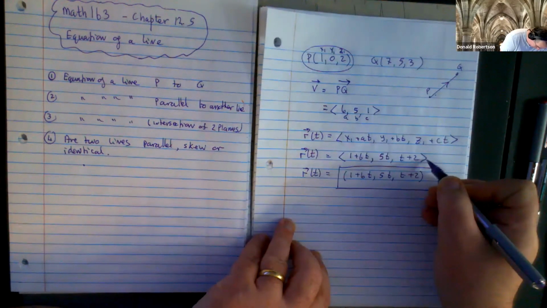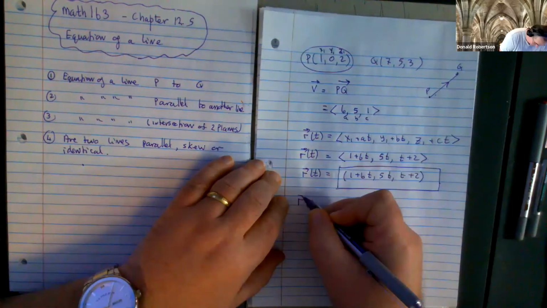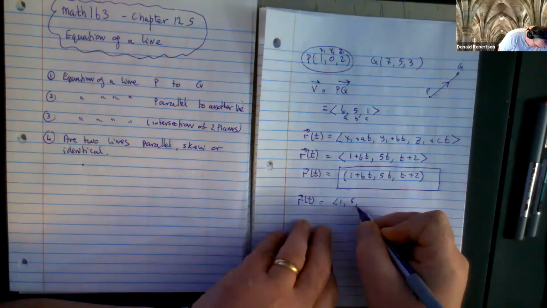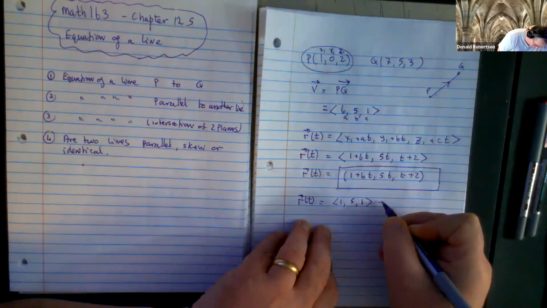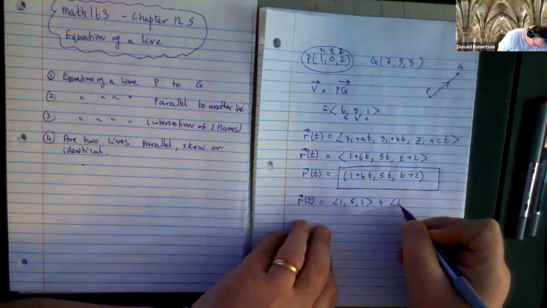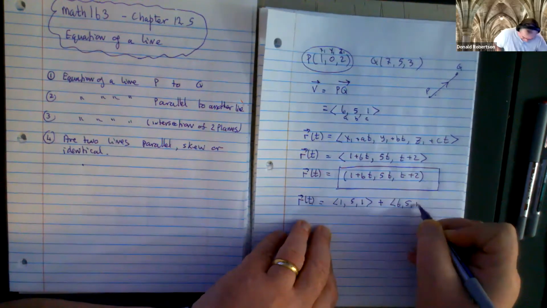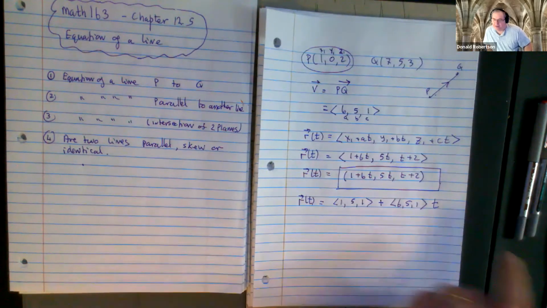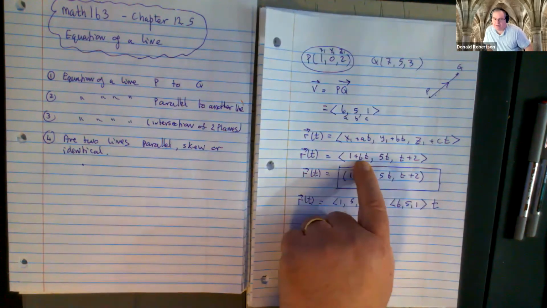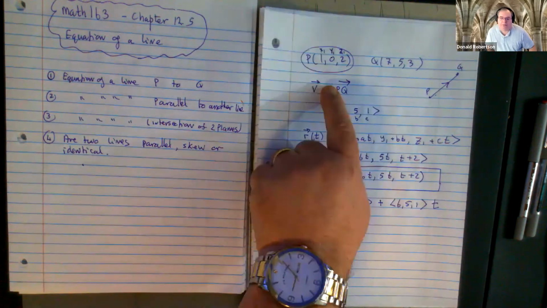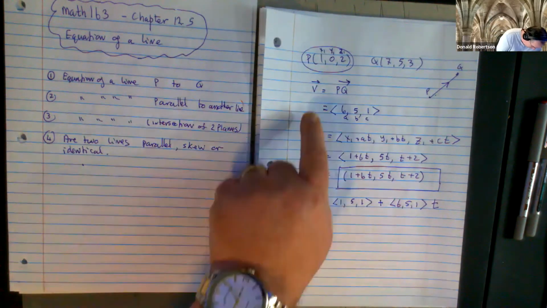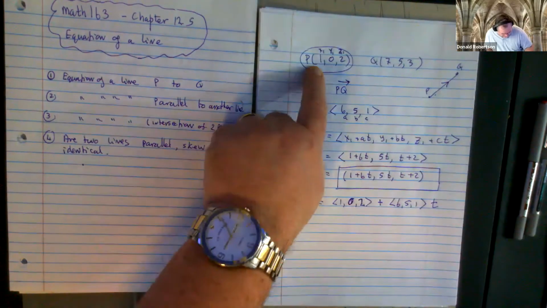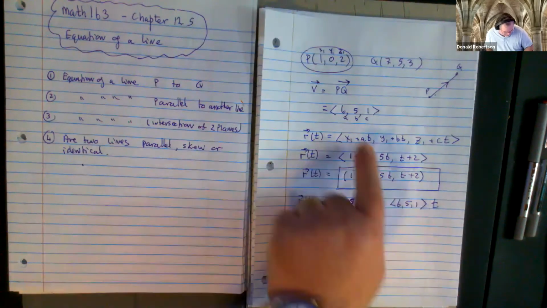Now, if I wanted to, I could write it down in vector notation, which would be that point plus this direction vector times T. You comfortable that this is the same thing as that? I'm just separating out that point, where is my point, 1, 0, 2. There we go. I'm separating out my point and my direction vector times T.